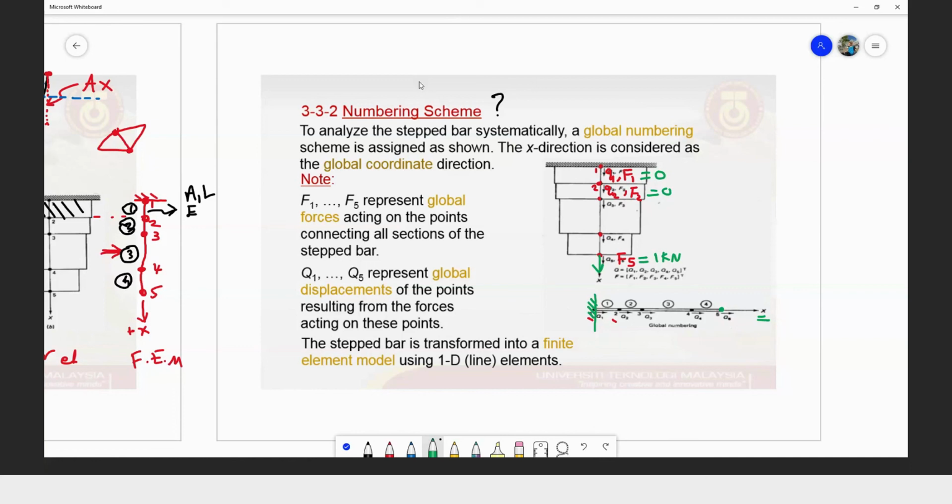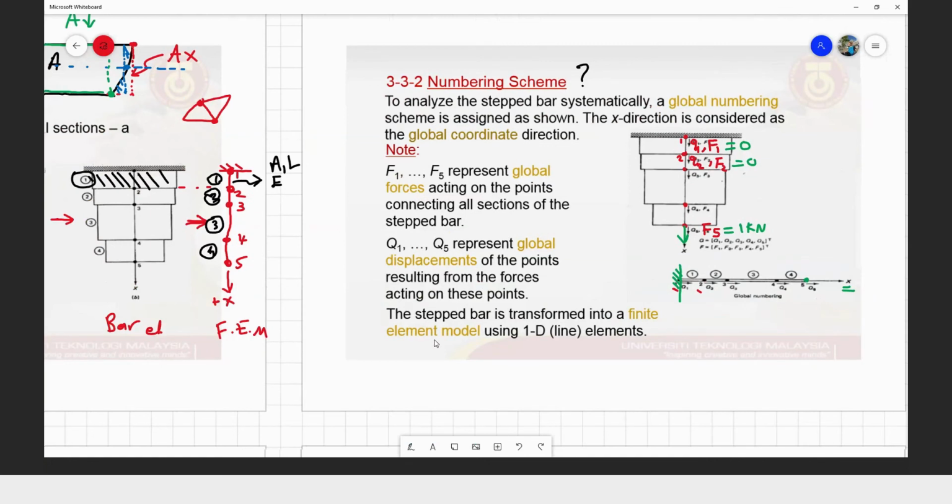Ada soalan tak setakat ni? Kalau ada boleh tanya. That's it. Ya?